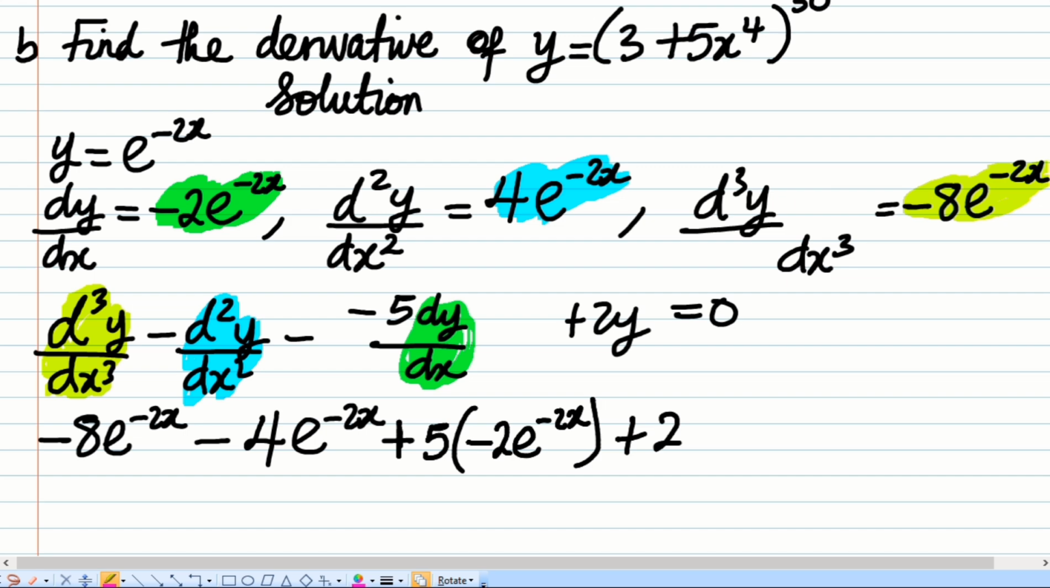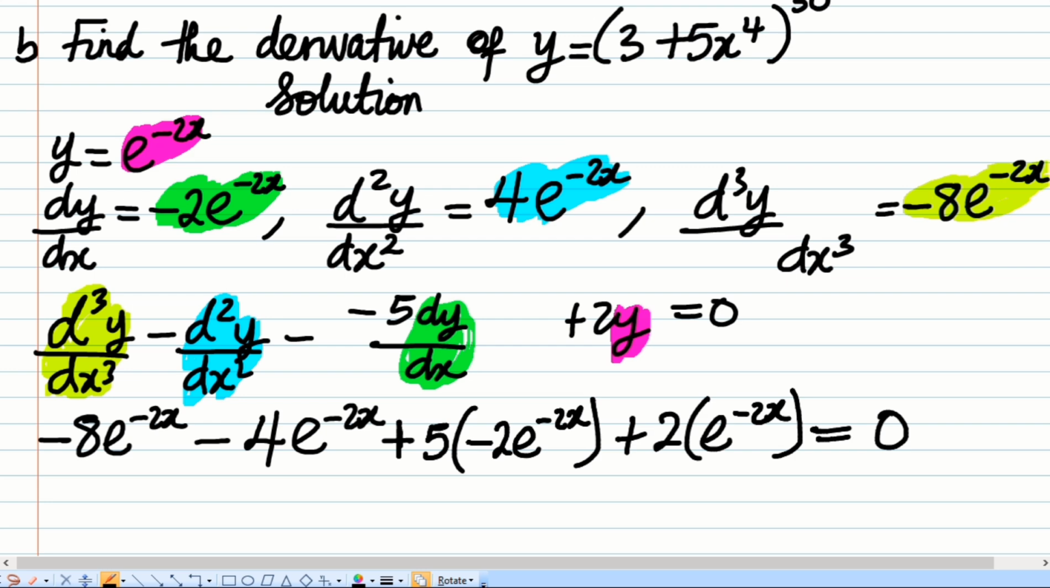What is y? From the original question, y is exponential minus 2x. So I'm going to replace. I think that's the last replacement. Exponential minus 2x. I'm hoping that this is equal to 0. If it's equal to 0, I have shown that, because we were asked to show that.